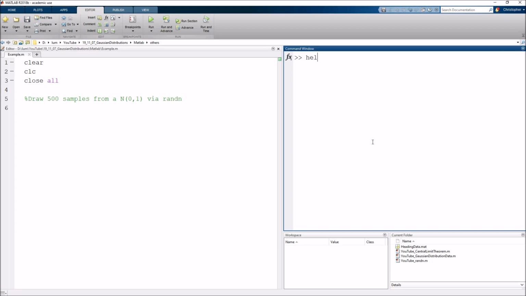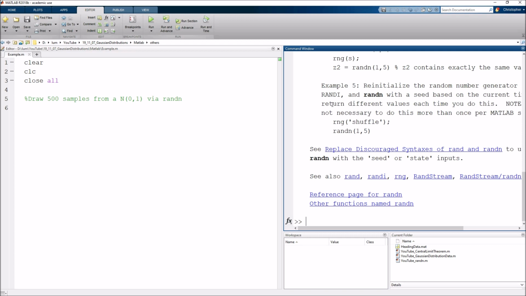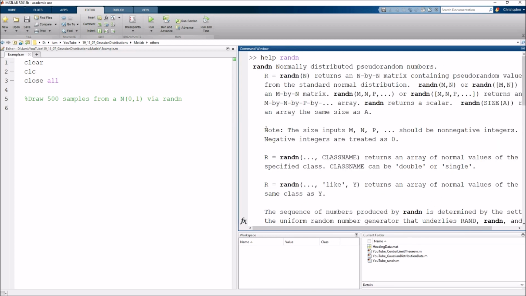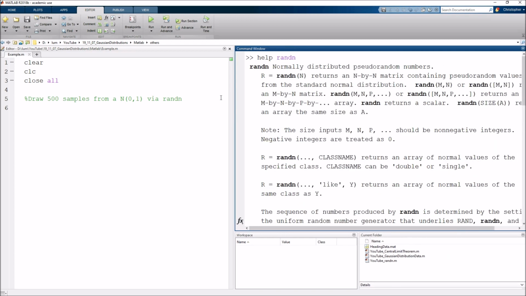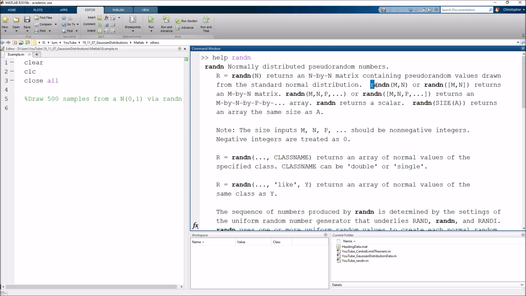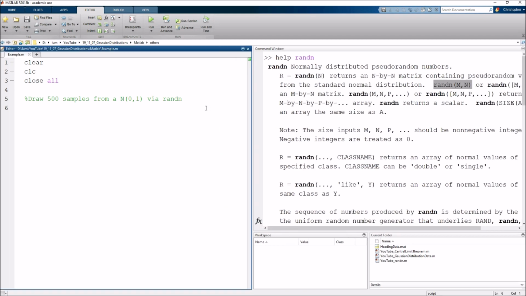So again, let's read the help documentation on this. And we see that with randn, we give it the number of rows and the number of columns to get a matrix of samples. So let's do this. How about randn of 1 by 500, right? This is going to give us a bunch of samples. Let's call them R, okay?